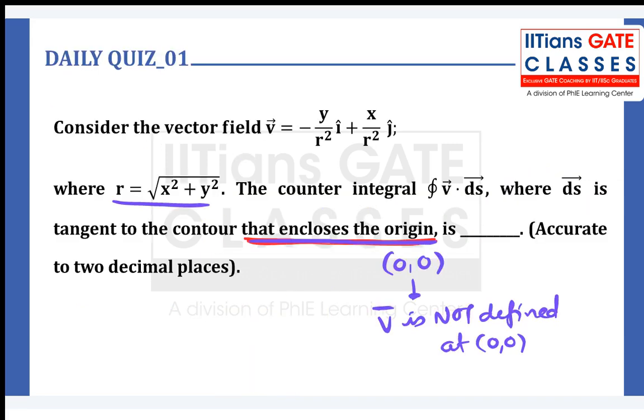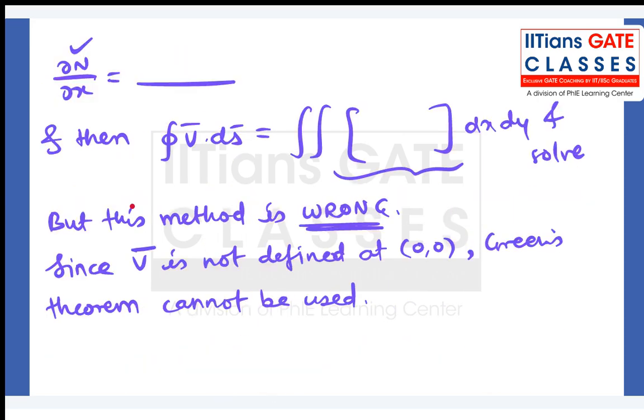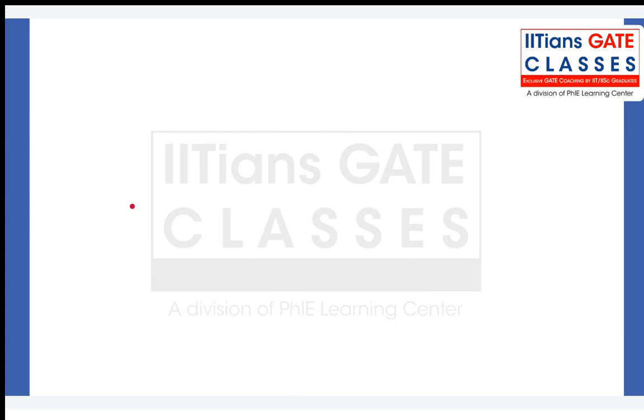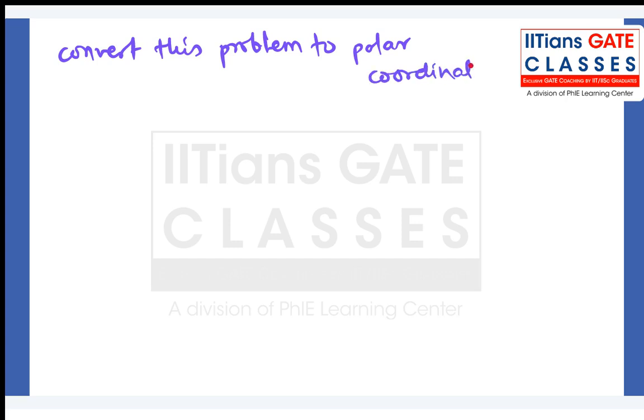So you are supposed to use this other hint, that r is square root of x square plus y square. And then what you can do is convert this problem to polar coordinates, and then you will get the answer. So in polar coordinates, we know that x will be r cos theta, y will be r sin theta, right? And then r squared is x square plus y square, that is fine.